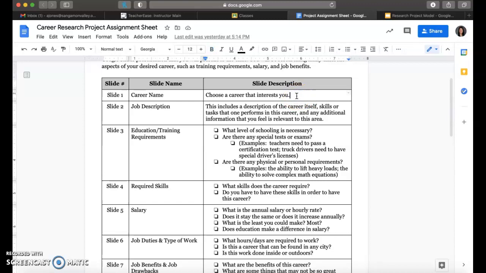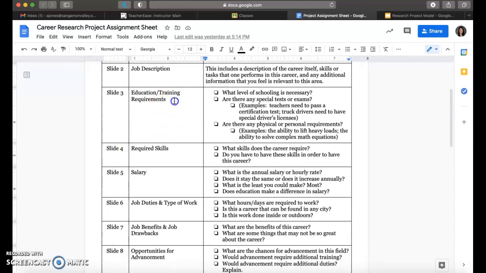I'm going to be honest, there are some careers that are easier to do this project on than others. A career that you might have difficulty doing this with would be like an entrepreneur or something that you work independently. However, choosing jobs like a welder or a nurse or a teacher, those are going to be easier jobs to find information on. Next, you'll need a job description. This includes a description of the career itself, skills or tasks that one performs in this career, and any additional information that you feel is relevant to this area.